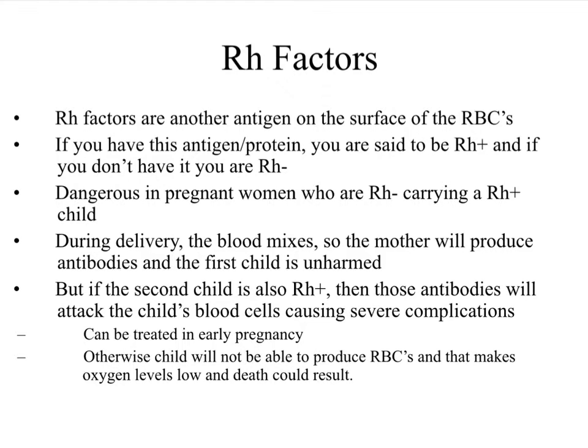However, now that mom has those antibodies that will attack that positive blood. So if they get pregnant again, and the second child again is RH positive, then you can have some serious complications. The antibodies that the mom has are going to attack that kid's blood. They will test for this and can treat it in early pregnancy. But what happens is the child will not be able to produce red blood cells. And if you can't produce red blood cells, you don't have the hemoglobin properly working, you're not going to be able to transport oxygen throughout the body, and death could result.